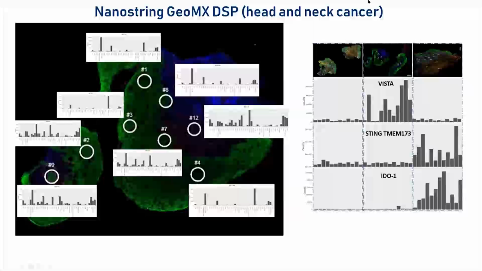And what we can see for head and neck cancer here is some other targets, not just your PD-1, PD-L1, but other immunomodulatory targets that are being looked at. So VISTA, STING, IDO1, IDH, these can be measured quite quickly and efficiently just from a single piece of tissue.